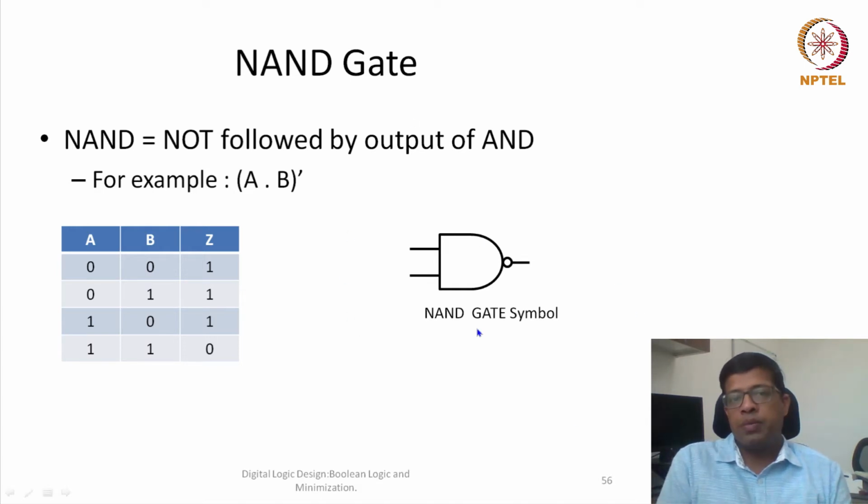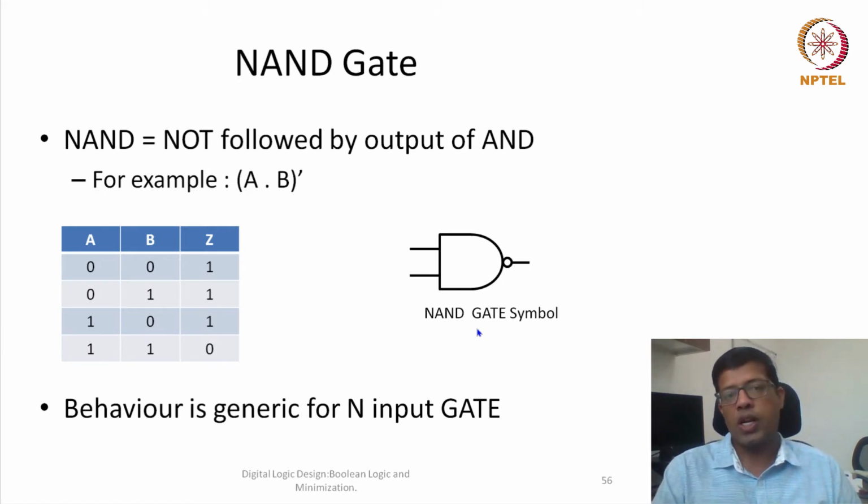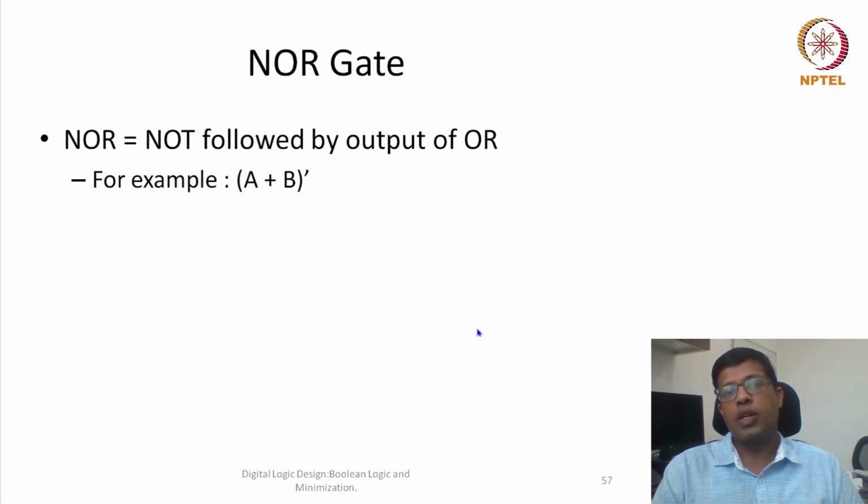If the NAND gate has more than 2 inputs, we can also define it generically. Essentially, when all the inputs are 1, only then the output is 0, otherwise the output is 1. So the behavior is generic. Only the last row of the truth table gives output 0. That means when all the inputs are 1, only then the output is 0, otherwise the output is 1 in the case of a NAND gate. Another similar gate is the NOR gate.